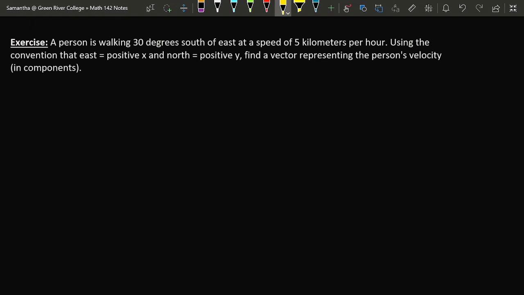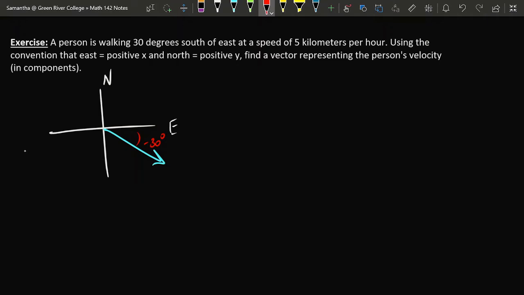Let's apply these formulas in an exercise. So for the first example, suppose we have a person who is walking in a direction which is 30 degrees south of east. So using the standard convention that north is up and east is to the right, 30 degrees south of east would be hereabouts. The angle corresponding to this movement would be negative 30 degrees. You can turn clockwise by 30 degrees from the positive x-axis to reach this direction.